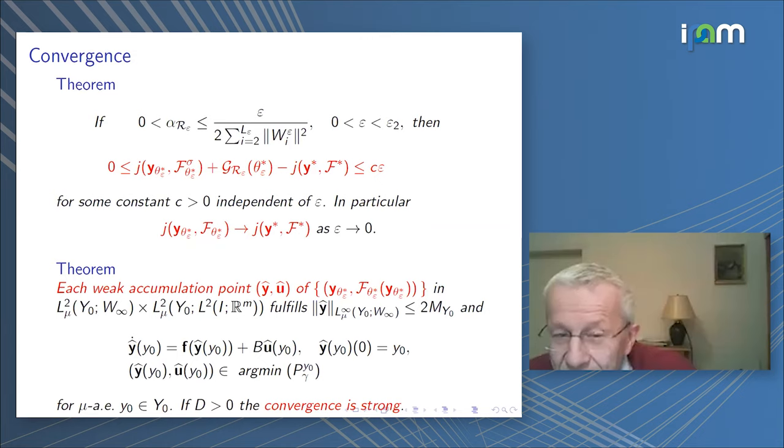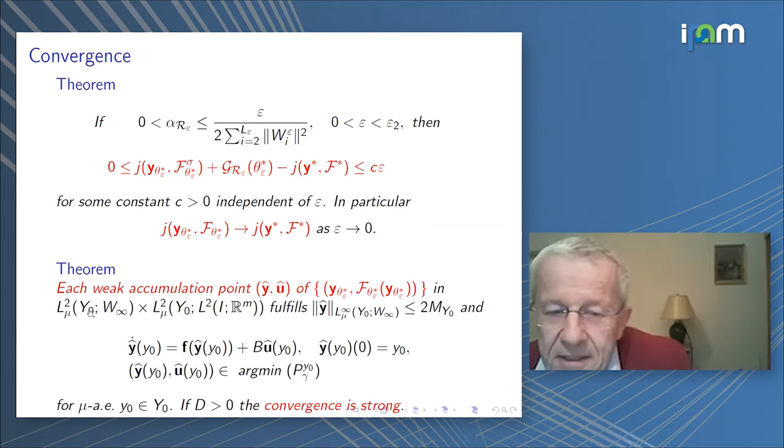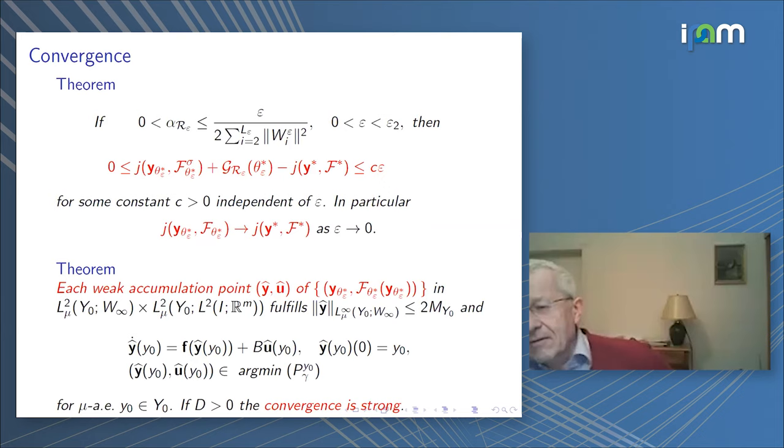Then one needs additional work to guarantee also convergence of the associated states and controls. And we have that each weak accumulation point, y hat, u hat, of these neural network solutions in these natural spaces, this is the Bochner space over the initial conditions with trajectories in W infinity, and this is the L2 space of the controls, fulfills the a priori bound. And each accumulation point is in the set where we have our good conditions. We can go to the limit in the equation and in the controls.